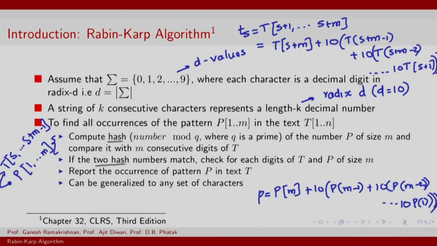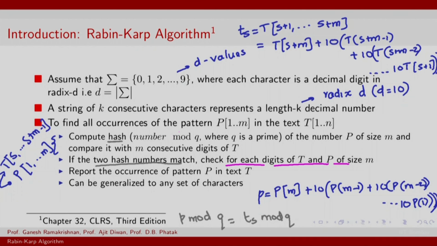Even if two hash numbers match, which means even if P mod q equals Ts mod q, it is not necessary that P and Ts are the same. So even if the two hash numbers match, you will still need to go back and check that the digits of T and P are the same. So there is an additional overhead that one incurs for having used this hash function.